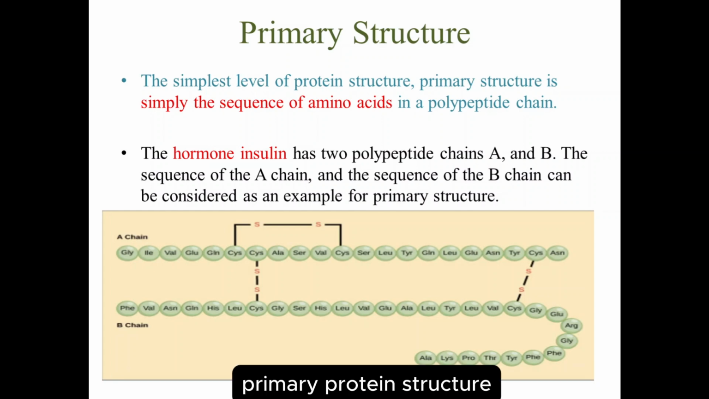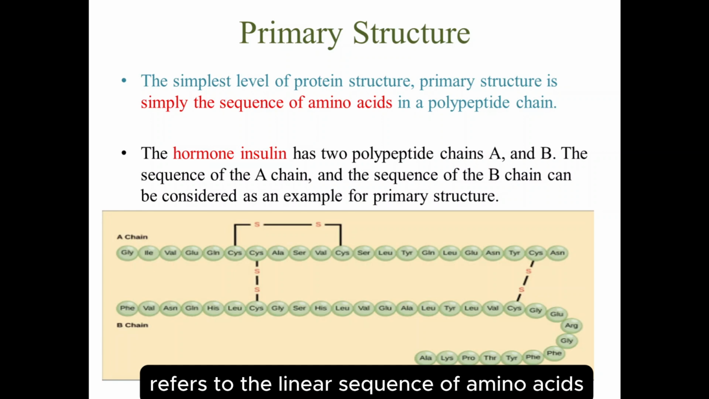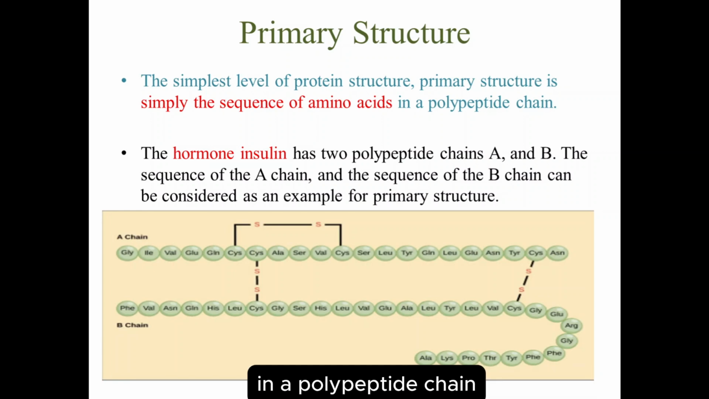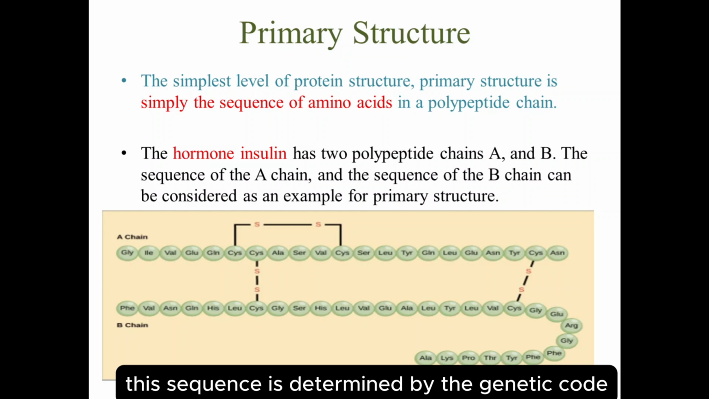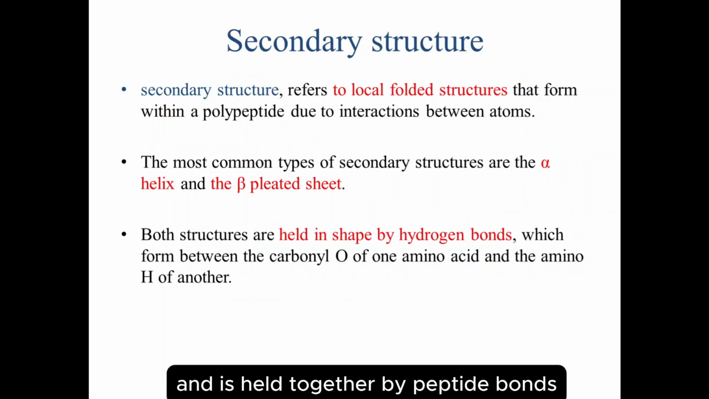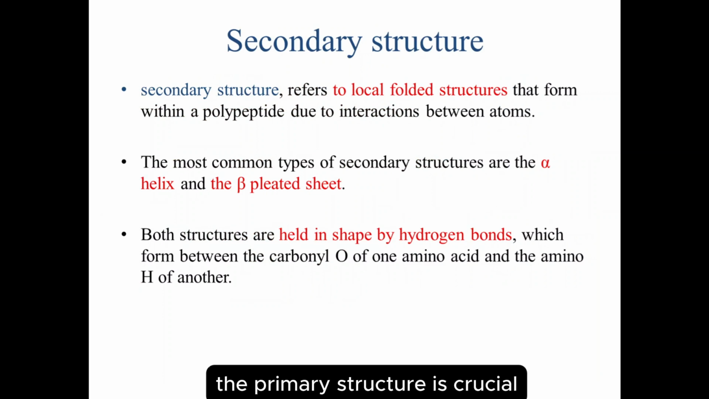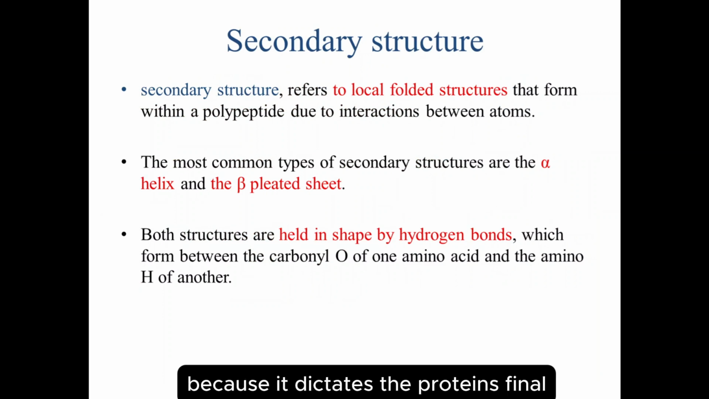Primary protein structure refers to the linear sequence of amino acids in a polypeptide chain. This sequence is determined by the genetic code and is held together by peptide bonds. The primary structure is crucial because it dictates the protein's final 3-dimensional shape and function.